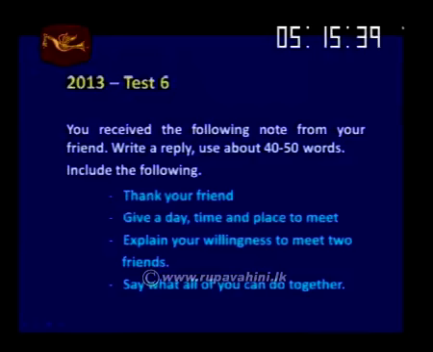Right. Let us take another question, children. This is the very recent paper, 2013. Yes, Tanuja? So this question is a little different from the other questions that we have got so far for the O-levels. This is a 2013 paper. You received the following note from your friend. Write a reply, use about 40 to 50 words, include the following.